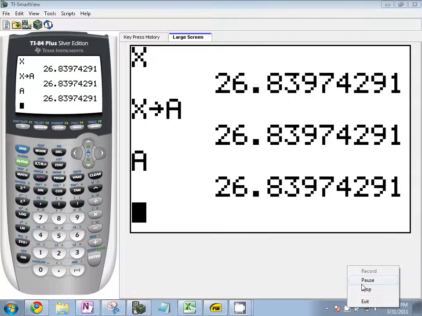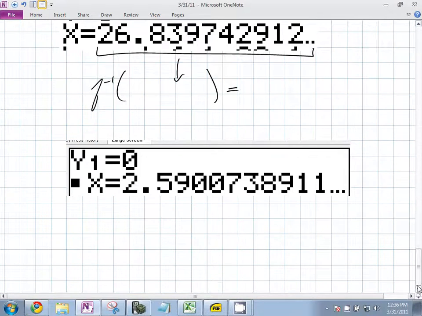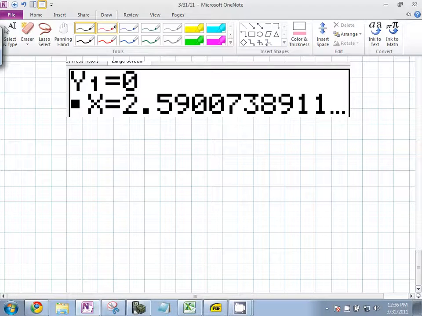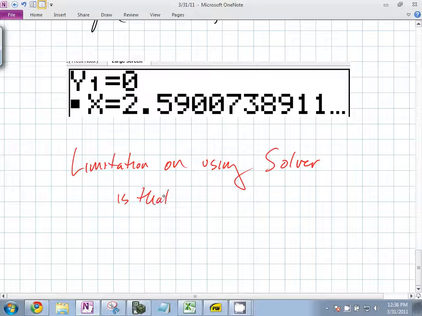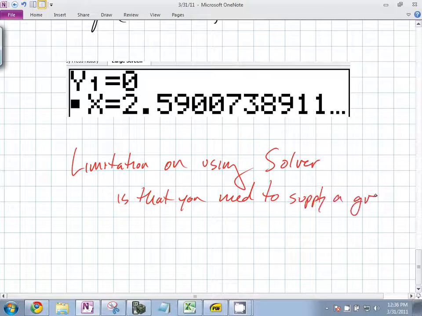What's the limitation on using solver on your calculator? What do you need in order to use solver? No, you have an equation for graphing or using solver, but the limitation on using solver, what did we have to give it before it would give us an answer? A guess. The limitation on using solver is that you need to supply a guess. And usually, how are you going to find that guess? What are you going to do? You're going to graph it. And if we're trying to avoid graphing by using solver, it kind of defeats the purpose, right?